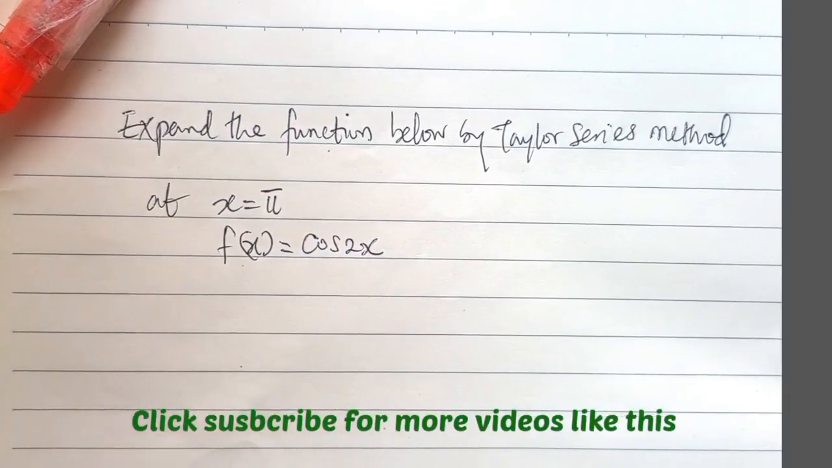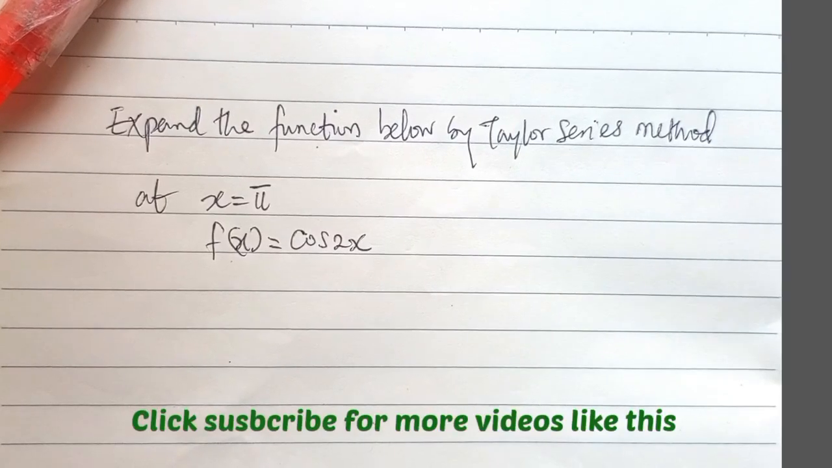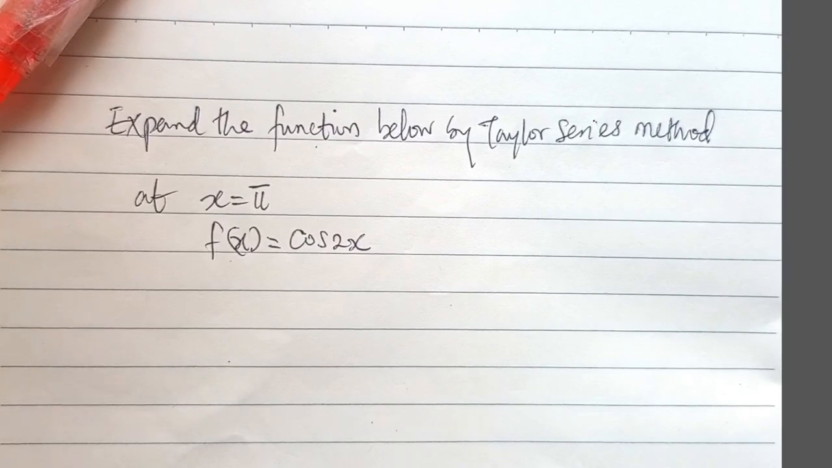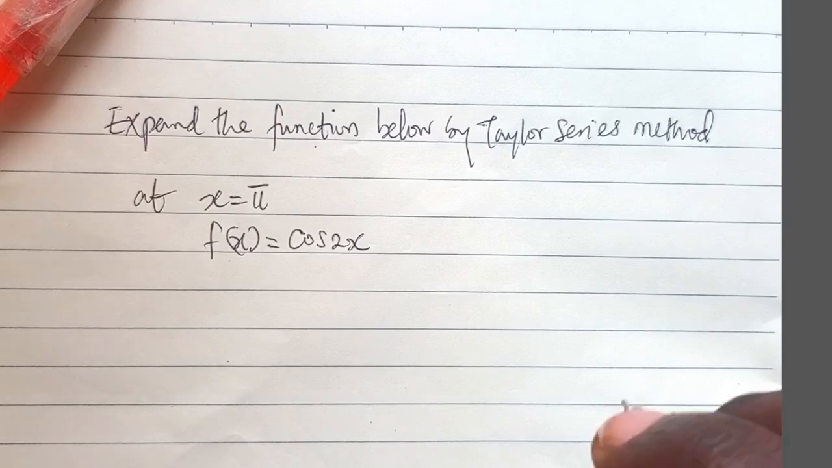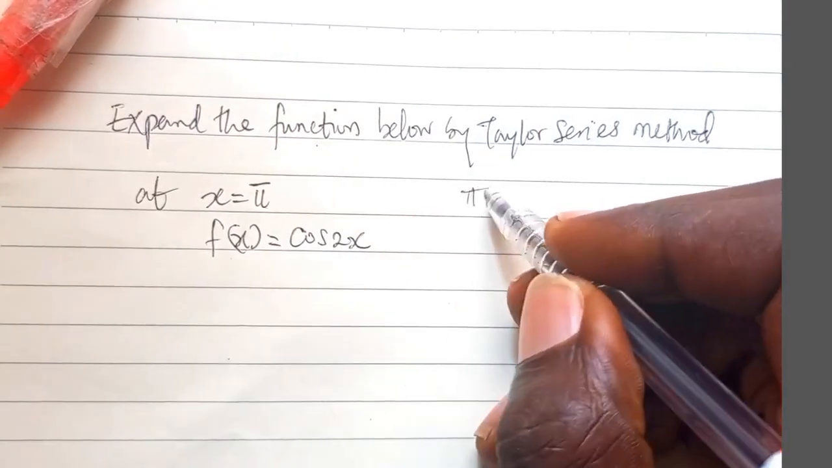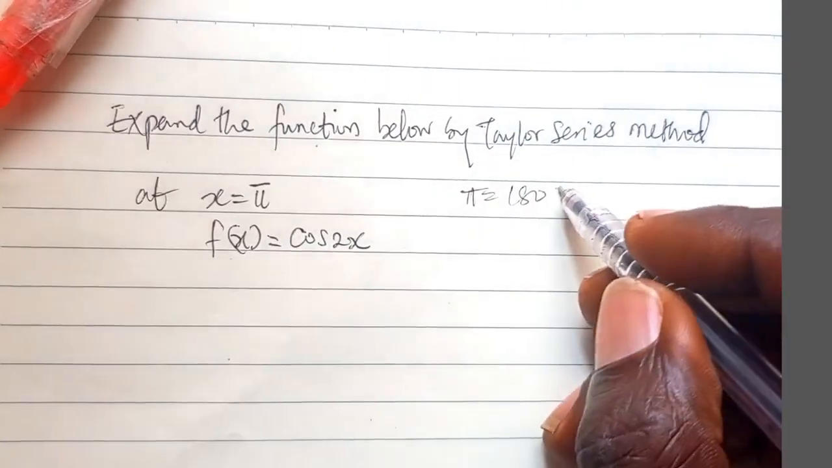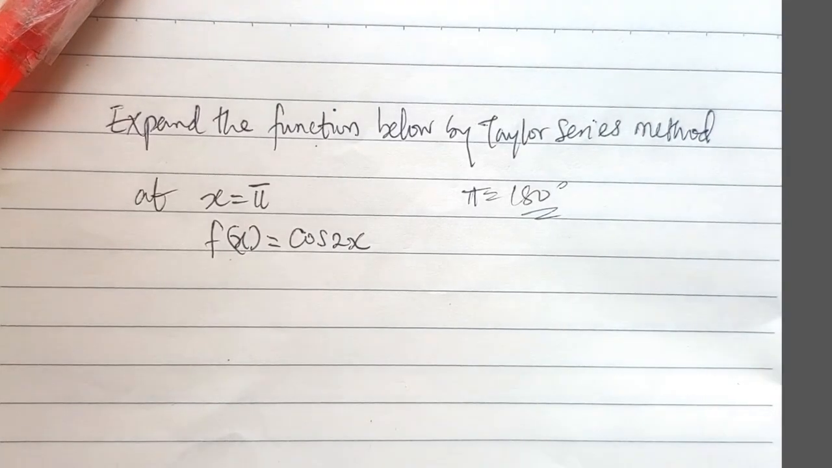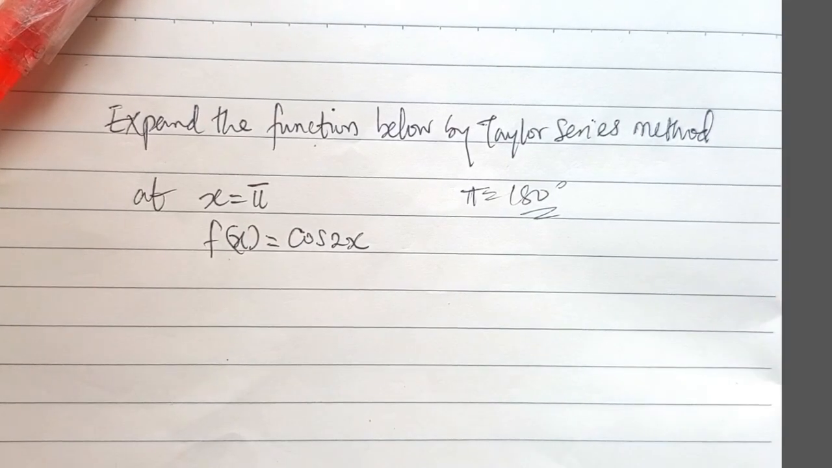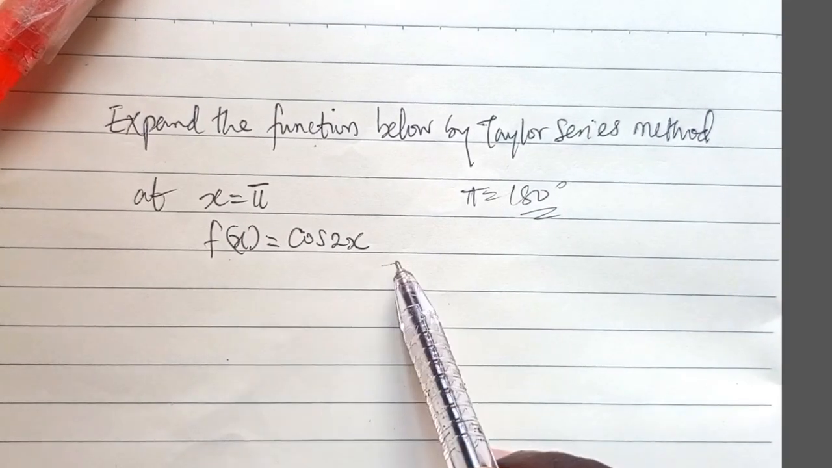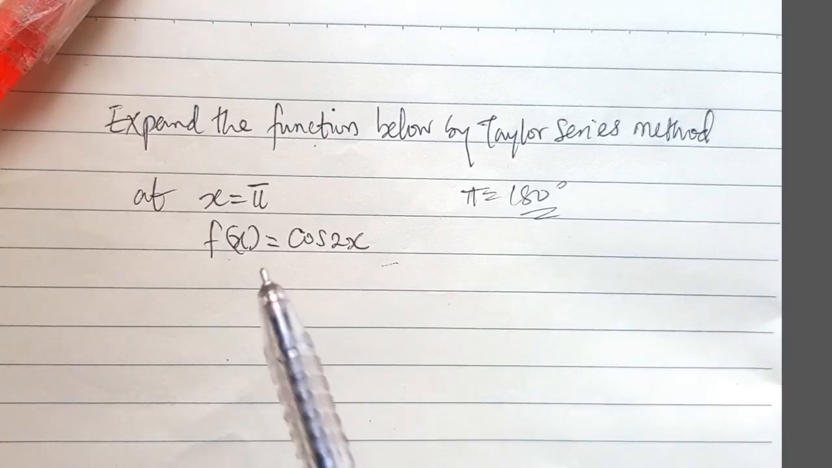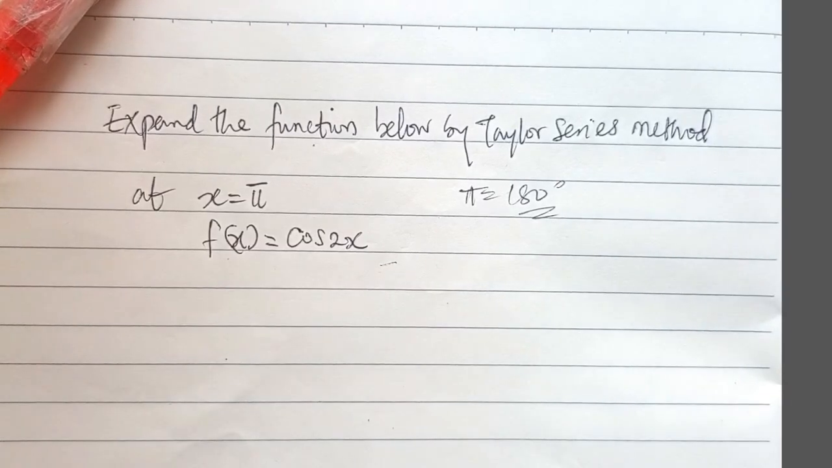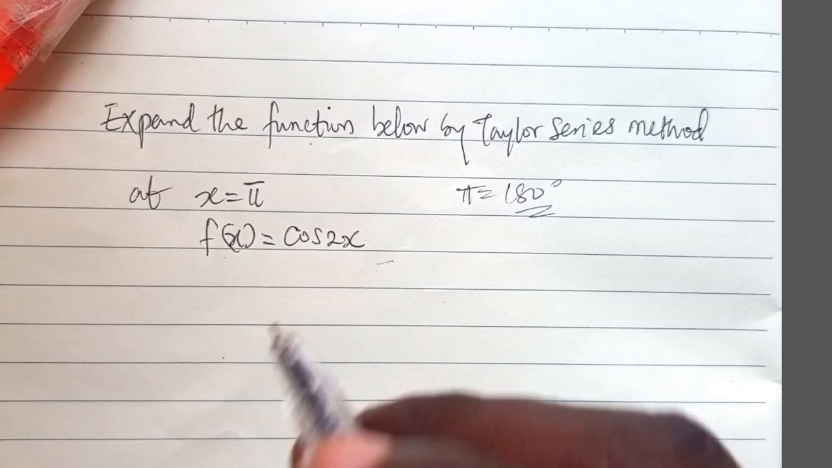So now we take the next one. You have to expand the following function by Taylor series method at x equals pi. Now this is radians. So when you say pi, it means 180 degrees. Okay, just keep that in your mind. Pi is 180 degrees. 2 pi means 360 degrees. So we have to evaluate cos 2x at x equals pi.